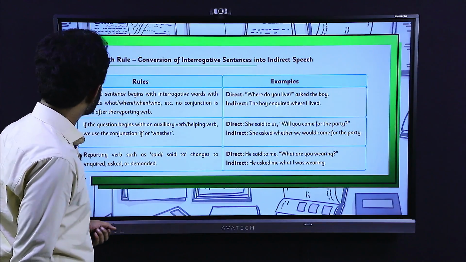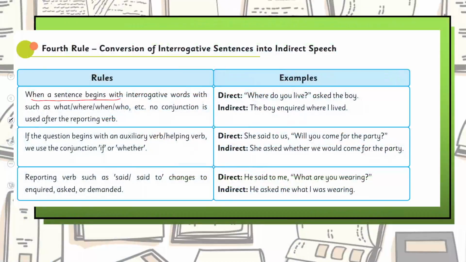Now there is a fourth rule. When your sentence begins with interrogative words, question words such as what, where, or all these, then no conjunction is used after the reporting verb. For example, where do you live? Asked the boy. The boy inquired where I lived. So no conjunction is used after the reporting verb. It means we do not use that. That is not used over here. We are excluding any kind of conjunction.